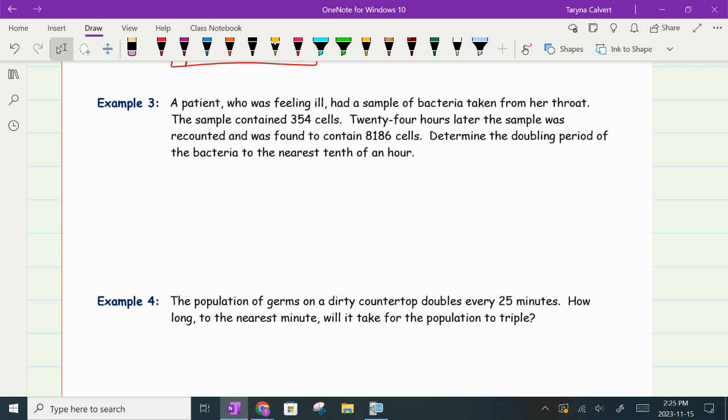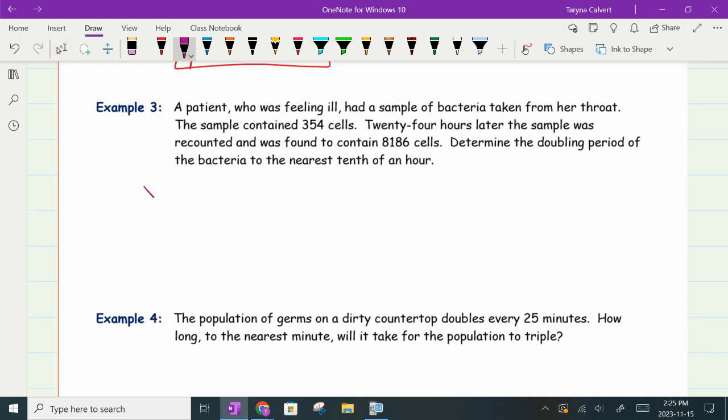All right, so example 3 just says a patient who was feeling ill had a sample of bacteria taken from her throat. The sample contained 354 cells. 24 hours later, the sample was recounted and was found to contain 8,186 cells. Determine the doubling period of the bacteria to the nearest tenth of an hour. So what's our Y value? Right, so 8,000. Does that make sense, guys, that it grew to 8,186? So that's our final amount. So that's our Y.